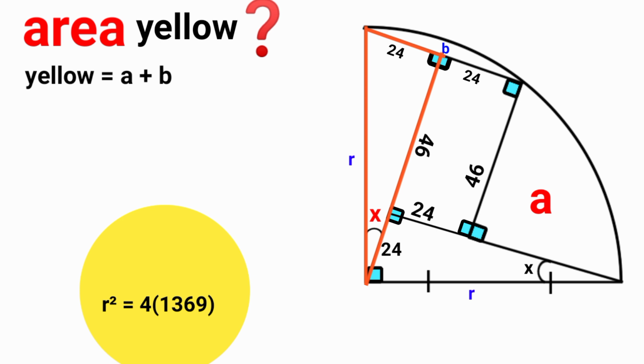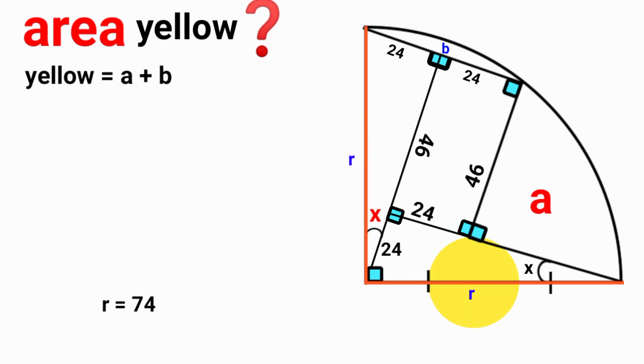Take the square root of both sides. Here square root of r squared is r, while here square root of 4 open bracket 1369 is square root of 4 times square root of 1369. Square root of 4 is 2. Square root of 1369 is 37. 2 times 37 is 74. So r equal to 74. That is, the length of this radius and this each will be 74.